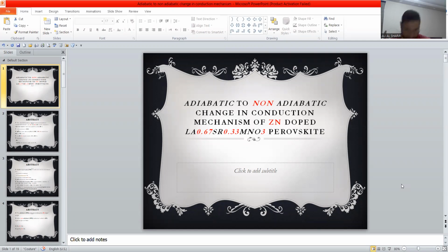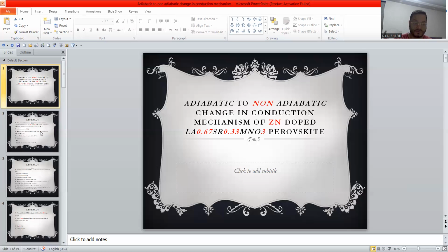Today, I will try to do an appropriate, simple summary of this article. Our article's name today is "Adiabatic to non-adiabatic change in the conduction mechanism of zinc doped" perovskite. That means we will use zinc as a dopant at two different concentrations, and after that we will start to note the difference between these few plots. Okay, zinc doped with this perovskite structure.